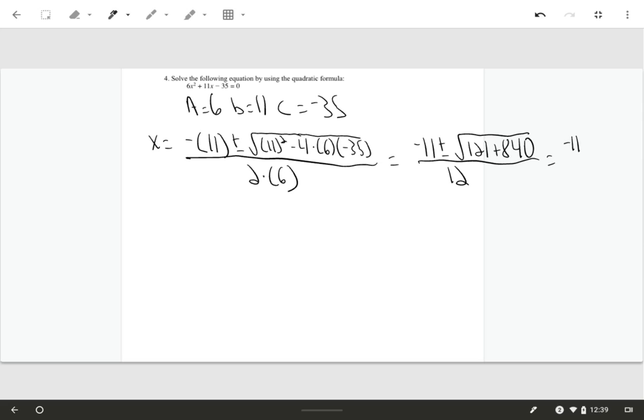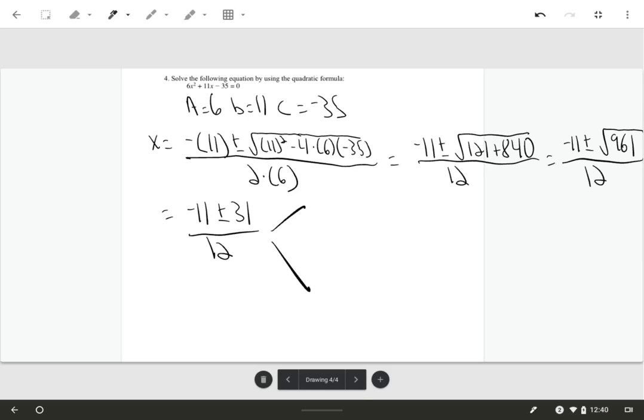Okay, let's keep going. Negative 11 plus and minus the square root of 121 plus 840, which is 961, over 12. And again, I don't expect you to know the square root of 961, but if you use a calculator, the square root of 961 is 31. So this becomes negative 11 plus and minus 31 divided by 12.